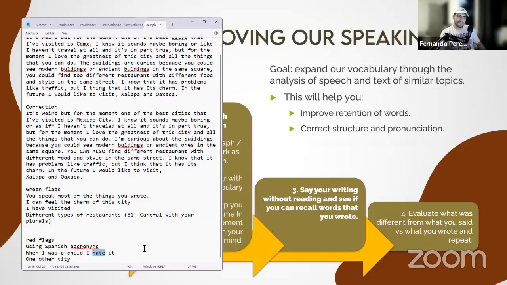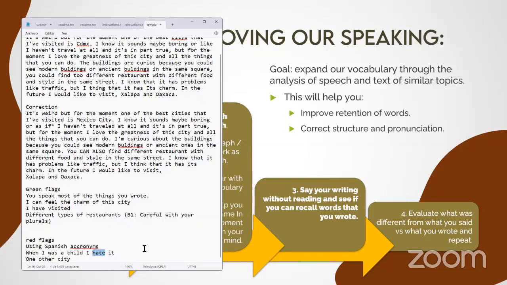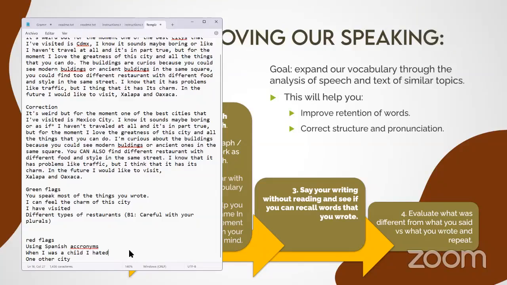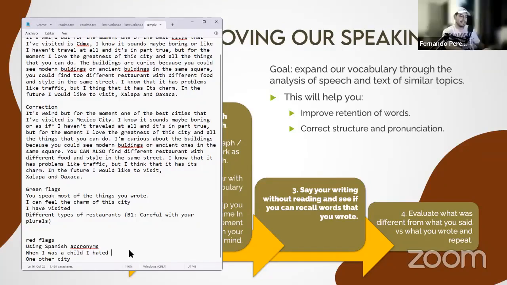I think that I forgot it. Ah, it. So you said "when I was a child, I hated." I hate it. Then this is the point. B1, don't forget to use a pronoun when you say a transitive verb.